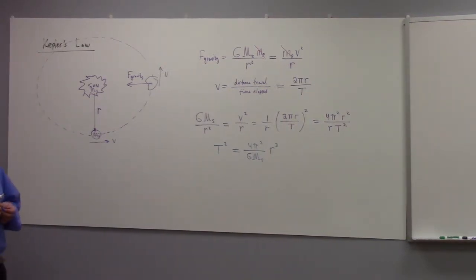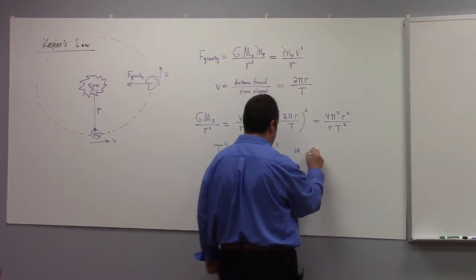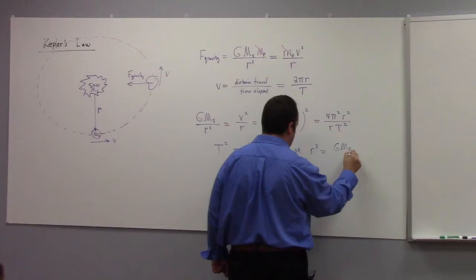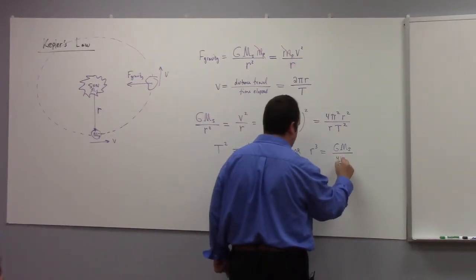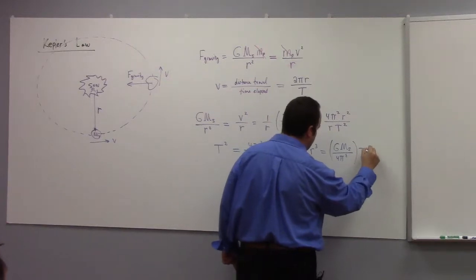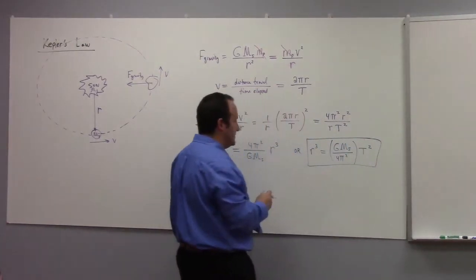The square of the period is proportional to the cube of the radius of the orbit. Or we could also look at it this way. If you don't like that, you could look at it this way. R cubed is equal to G times the mass of the sun divided by 4 pi squared, T squared. So either this or that. I kind of like that one, I guess.